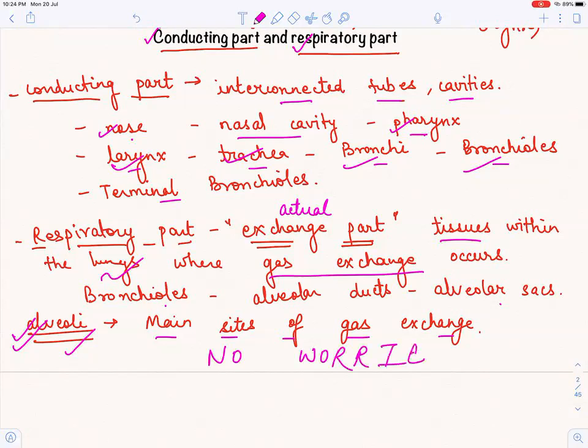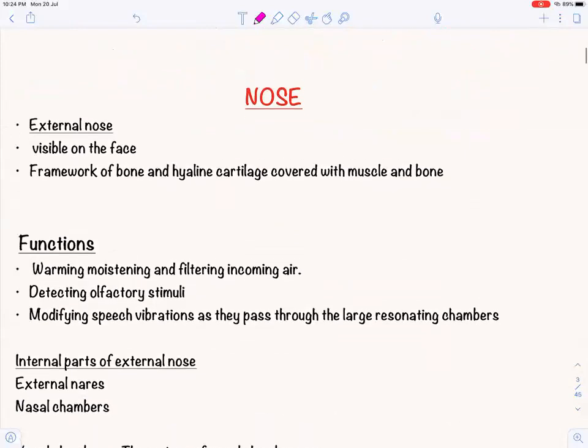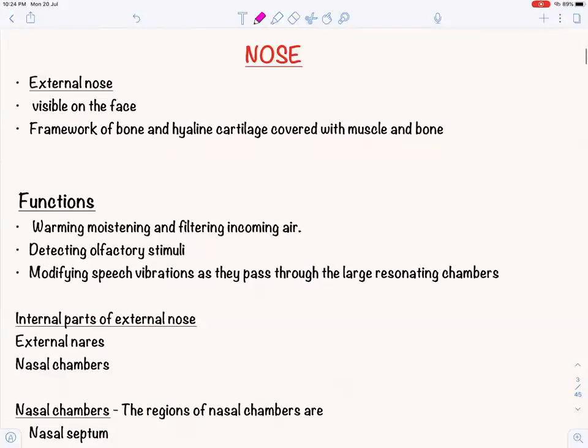Okay, so let's go ahead and study the nose. Very nice. Now you might be thinking, what is there to study in the nose? But there is a lot to study. Think of those ENT doctors. Okay, so let's study about the nose.